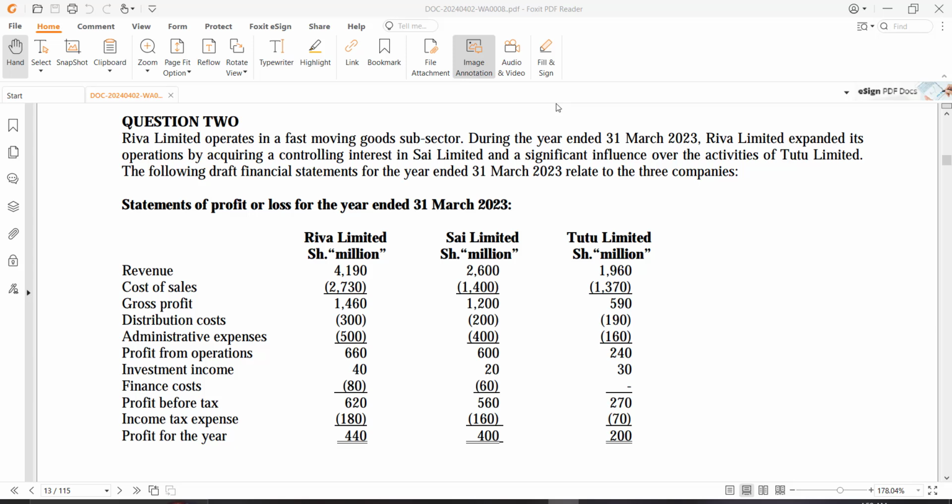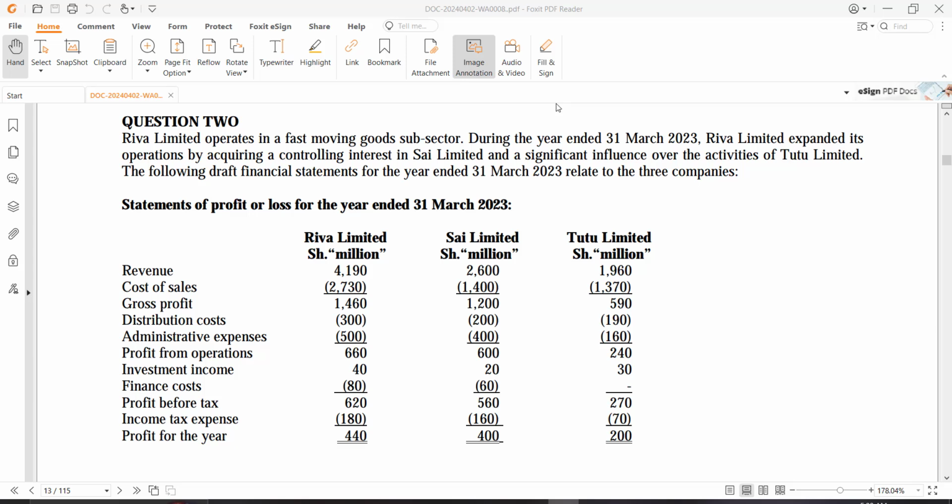The question reads, River Limited operates in a fast-moving goods subsector. During the year ended 31st March 2023, River Limited expanded its operations by acquiring a controlling interest in SAI Limited and a significant influence over the activities of Tutu Limited. And the following draft financial statements for the year ended 31st March 2023 relate to the three companies.